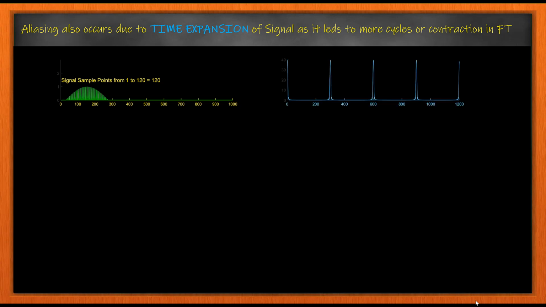Aliasing also occurs due to time expansion of signal, as it leads to more cycles or contraction in Fourier transform.